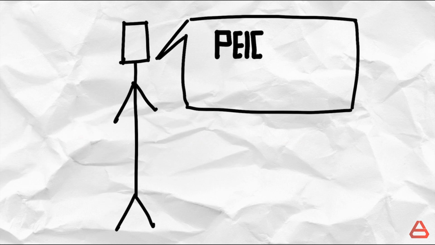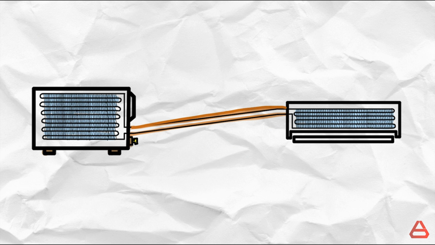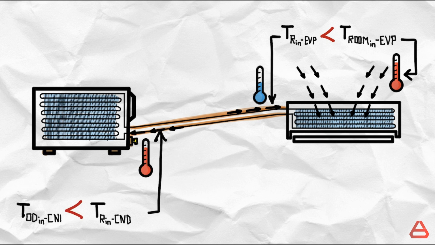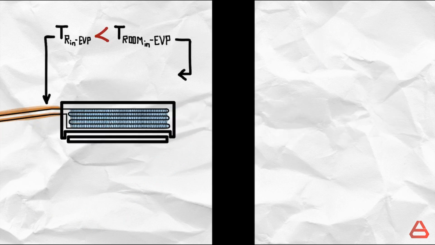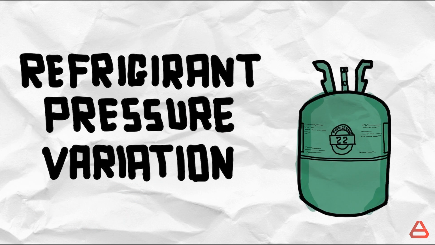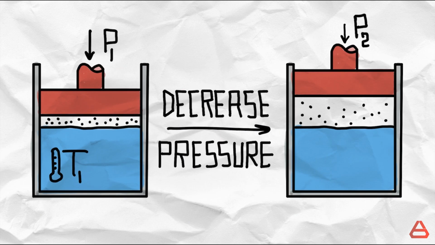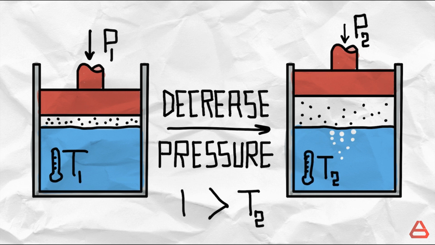But that's easier said than done. How will I be able to decrease the temperature of the refrigerant before the evaporator to below indoor air temperature and then increase it back at the entrance of the condenser coil to above the outdoor air temperature without adding thermal energy to the system? This is done by refrigerant pressure variation. Increase the pressure of the fluid and it will gain temperature. Decrease the pressure of the fluid abruptly and a portion of it will flash evaporate and lose temperature.